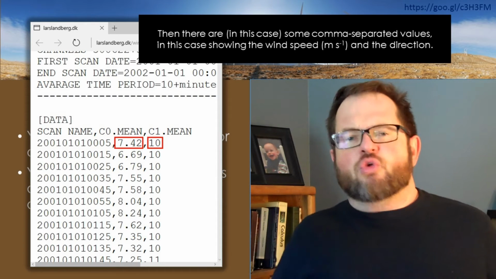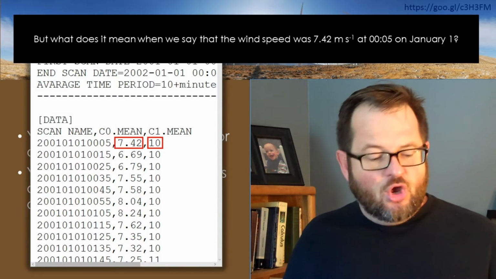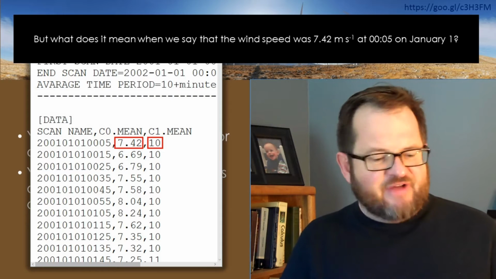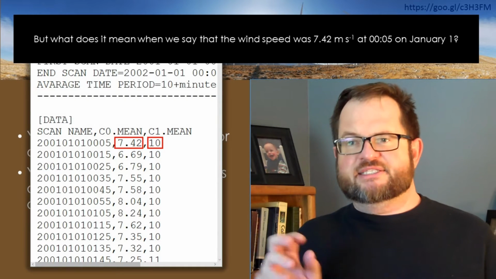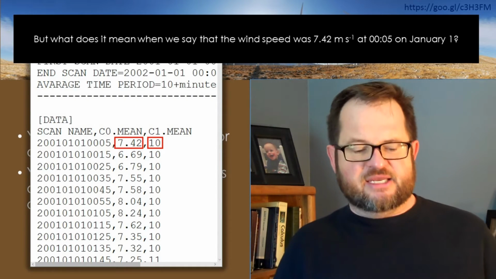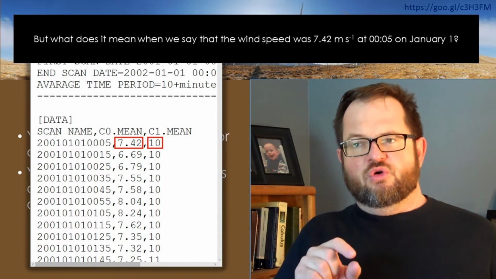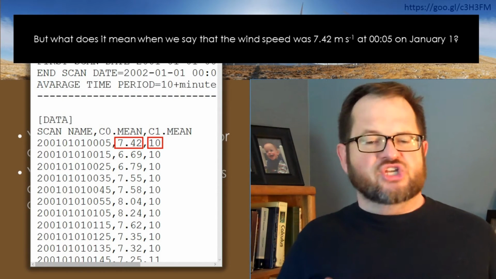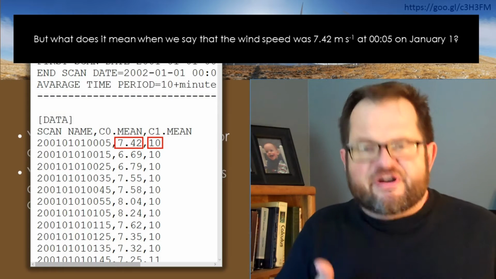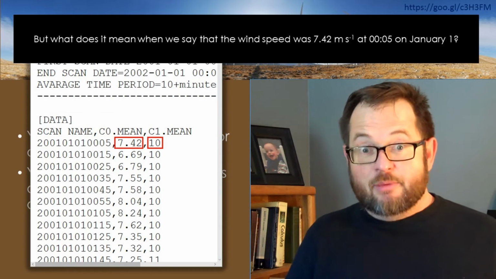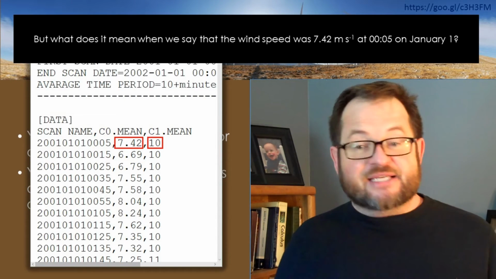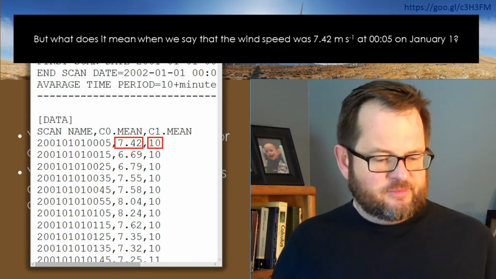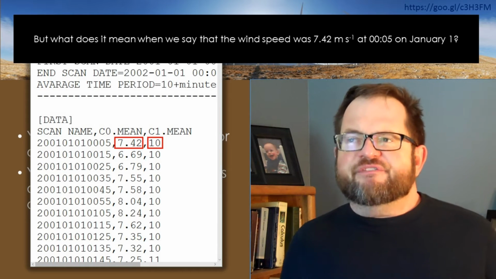But the central question I want to ask in this lecture is, what does it mean when the file is telling us that the wind speed was 7.42 meters per second at 5 minutes after midnight on January 1st? What is that? When the file says that, what does that mean about what was happening at that location at that time that the sensor measured? Well, let's actually figure out what that would mean.